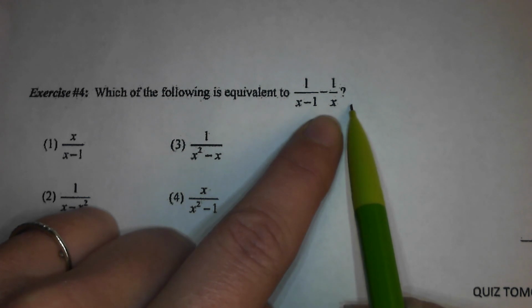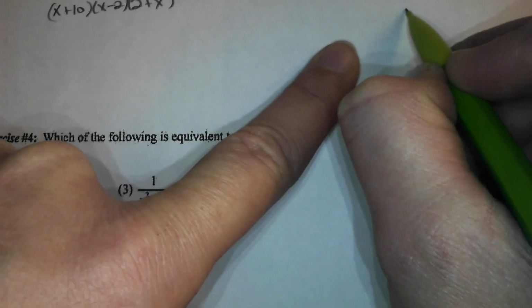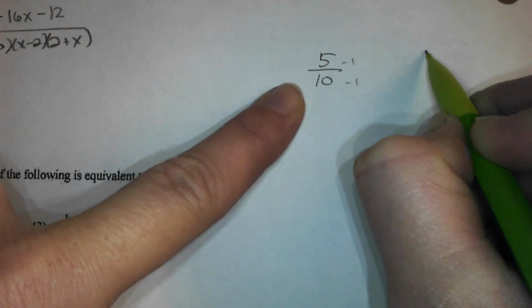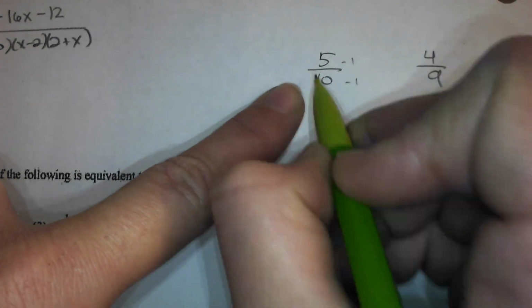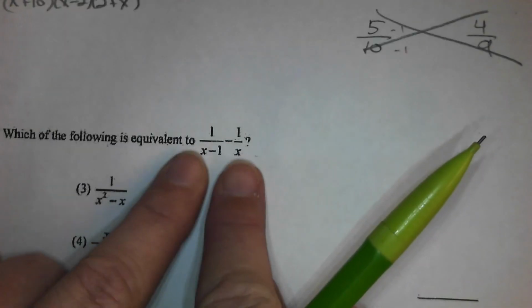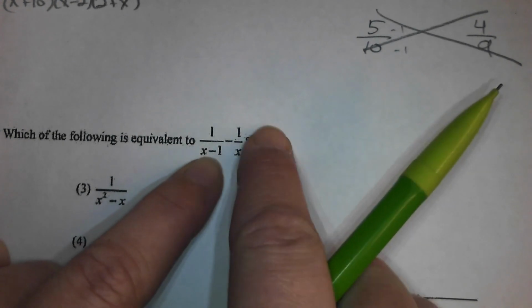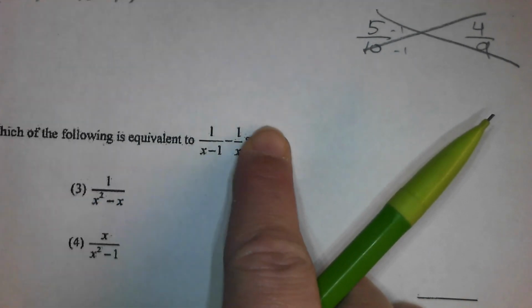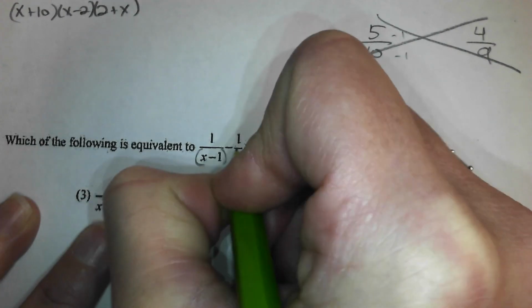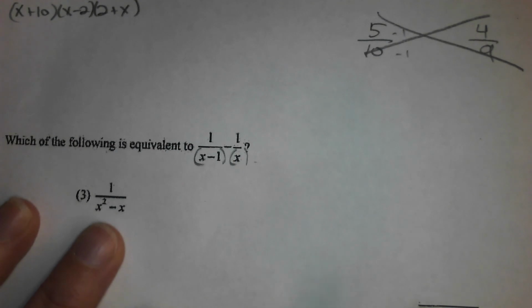No. Right? If I take like a fraction like 5/10, if I subtract 1 and subtract 1 and I get 4/9, is 4/9 equivalent to 5/10? Absolutely not. So as tempting as that is, you can't just subtract and subtract. That's not the same thing. With fractions, you have to multiply by something over itself.